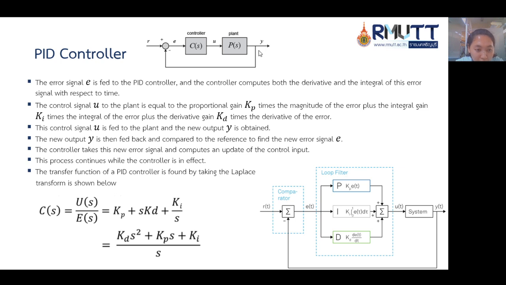The new output Y is then fed back and compared to the reference to find the new error signal E. The controller takes this new error signal and computes an update of the control input. This process continues while the controller is in effect. The transfer function of the PID controller is found by taking the Laplace transform, as shown here.